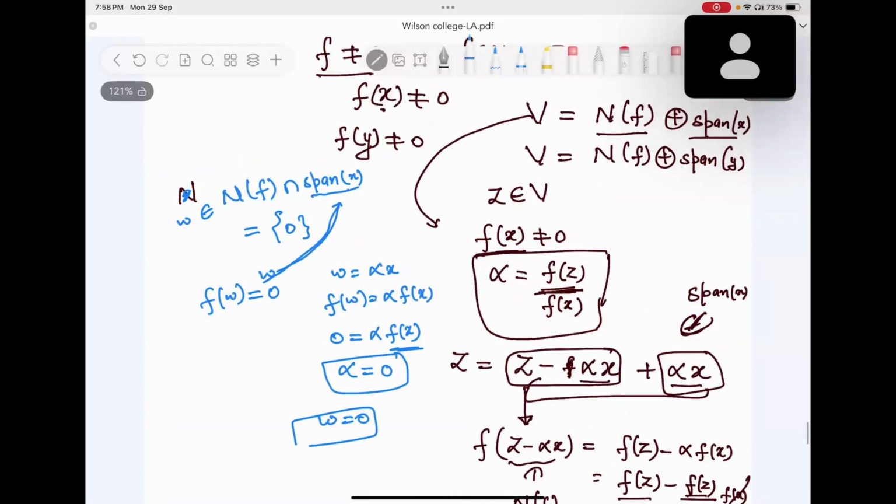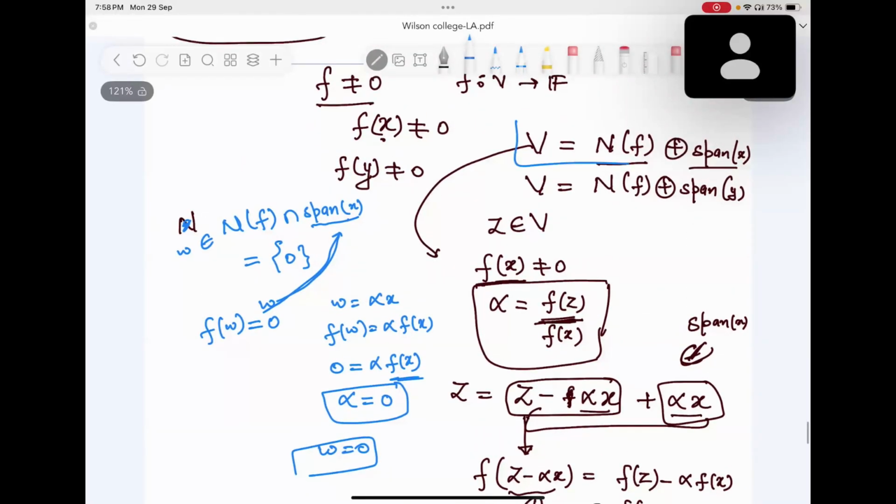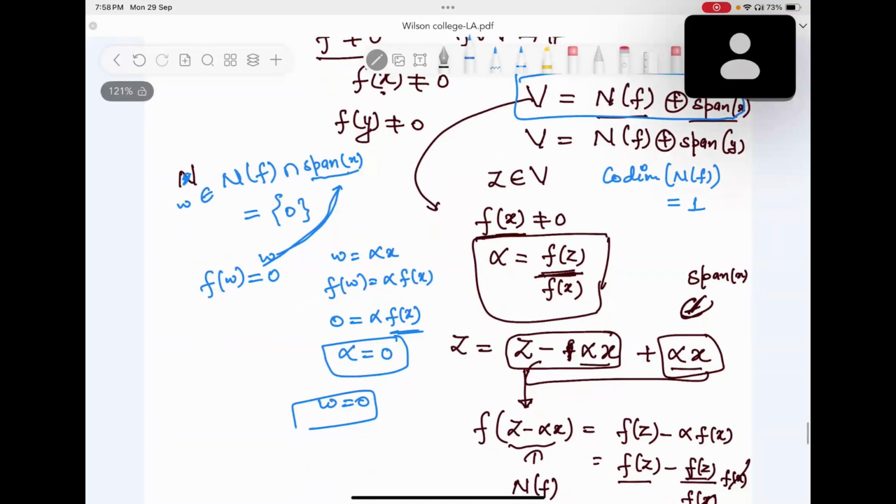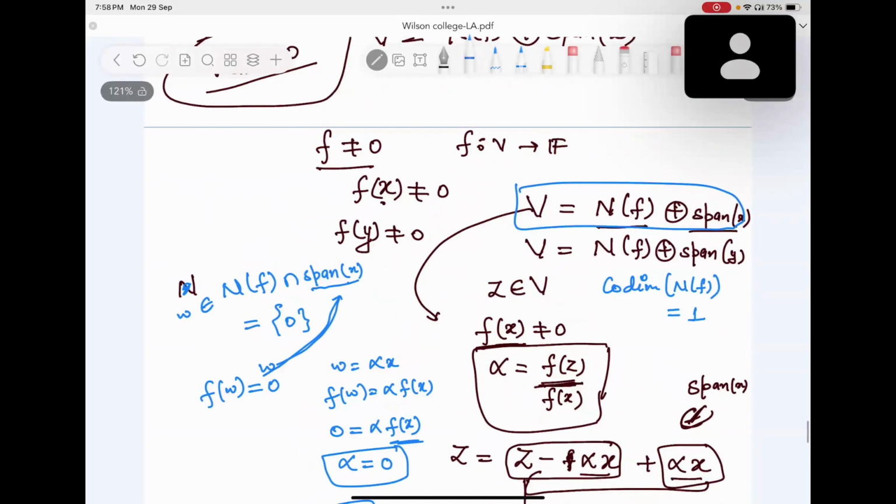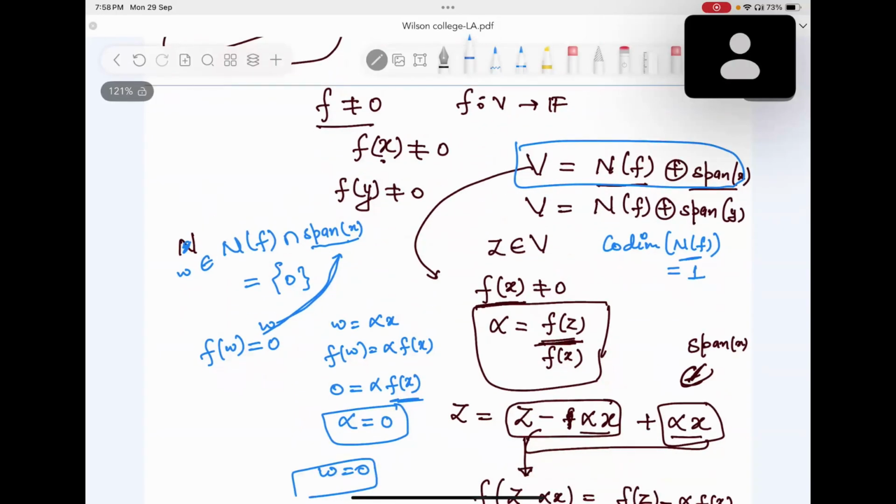Right? Now after looking at this relation, can you tell me what is the codimension of the null space of f? It is 1. Yeah, it is 1. So whatever non-zero functional you choose, the codimension of the null space of f will always be equal to 1.